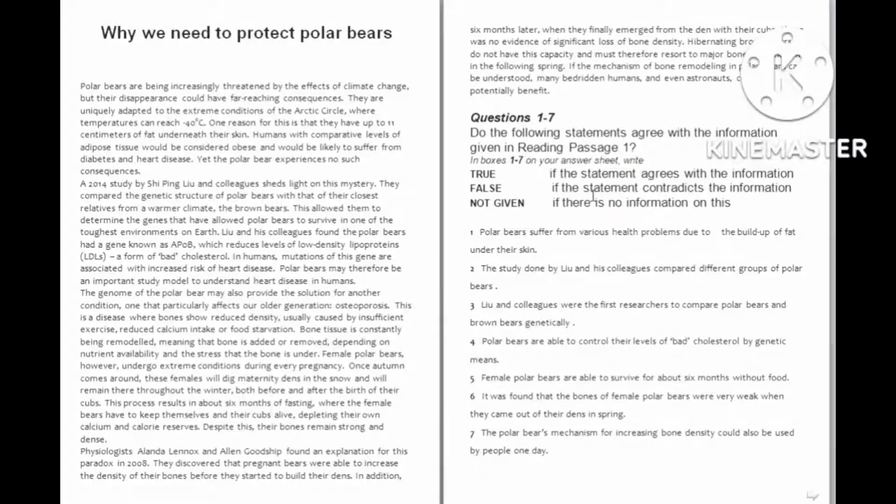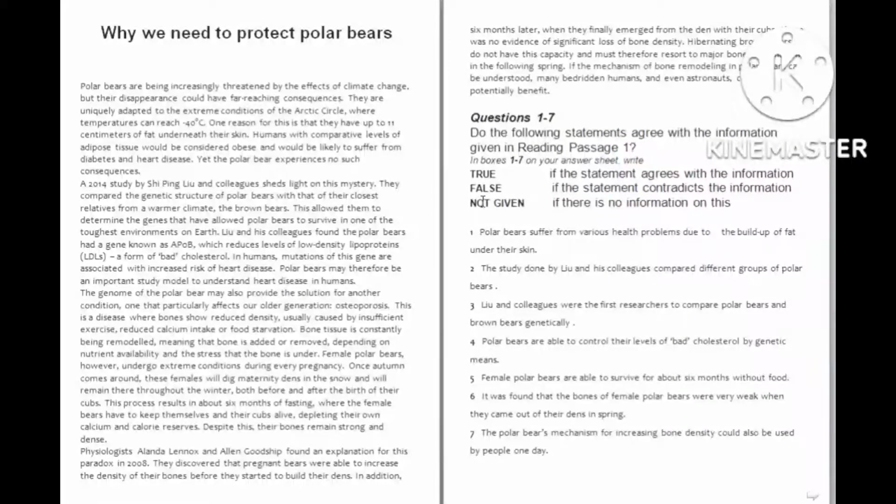True means the statement totally agrees with the information that is given in the paragraph, then it would be true. False means the statement contradicts, the statement is opposite, the statement disagrees with the information that is given in the paragraph, then it would be false.